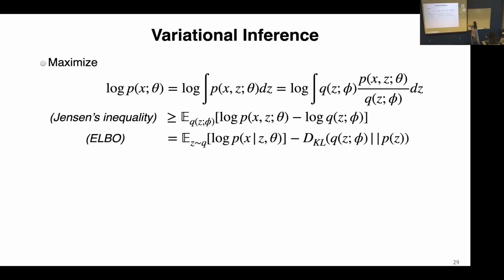Right? The first term is the data likelihood part, the second term is the prior regularization. And the difference between the original log marginal and the ELBO is actually the KL divergence between Q and the true posterior. So that's another way of deriving the ELBO using Jensen's inequality. Any question?